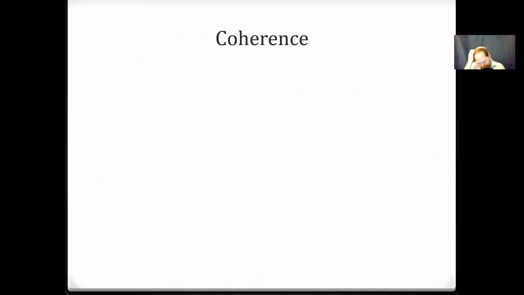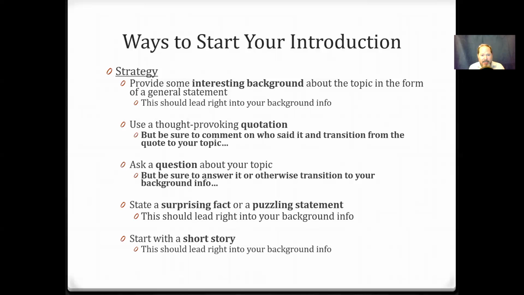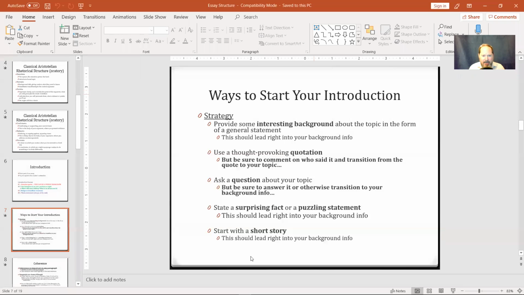So, I'd also like to mention, if you start with a short story or a short anecdote like that, a lot of times a hook like that can be its own paragraph by itself. I'll give an example of that. Actually, I'll give an example of that right now.